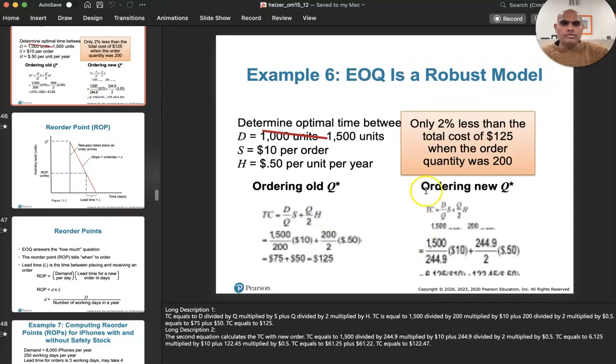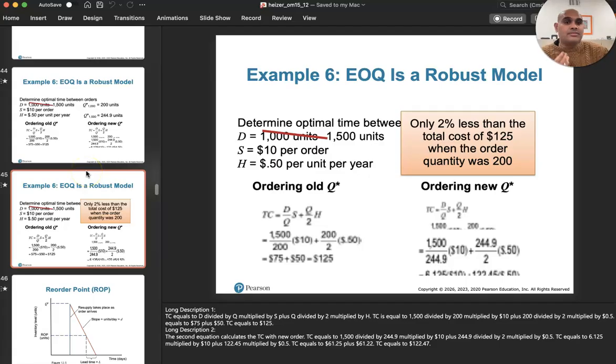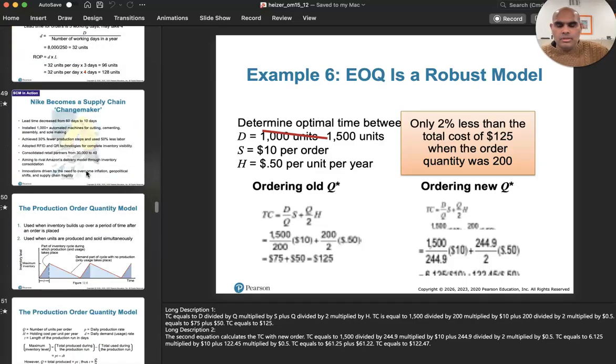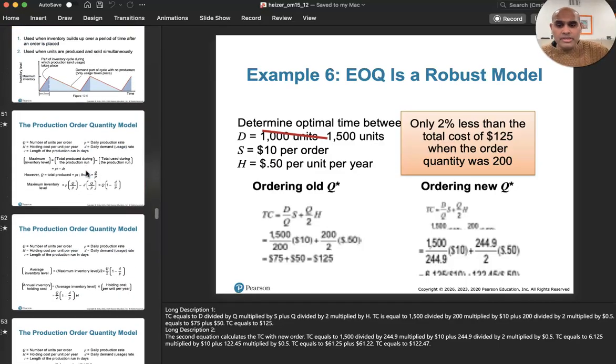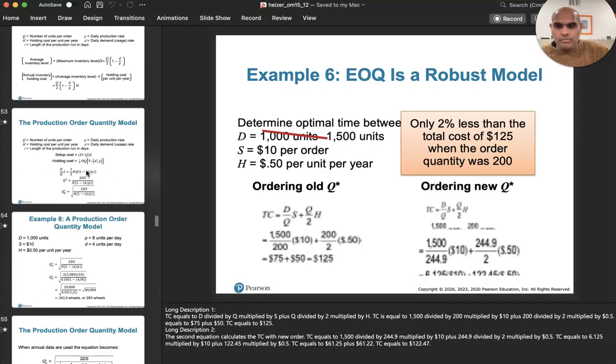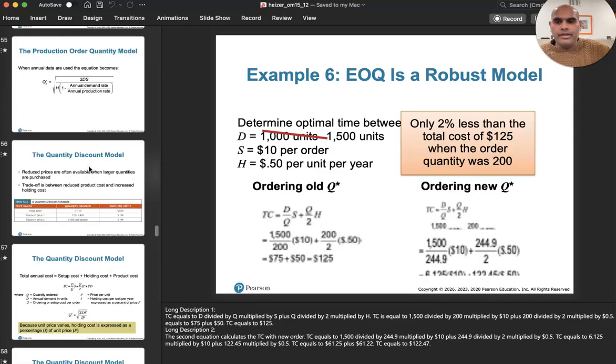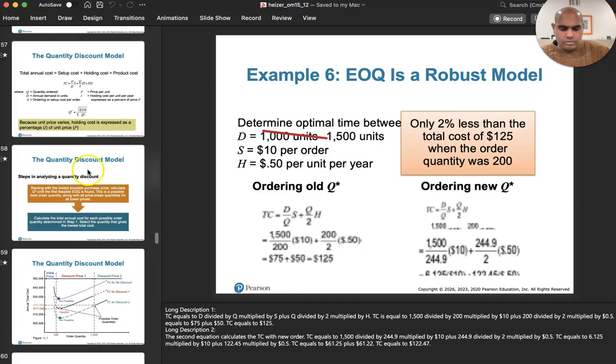So we have multiple options, we pick one of the options, and we go from there, right? So that's the idea behind the quantity discount model, right? So keeping that in mind, coming back to what I was talking about.